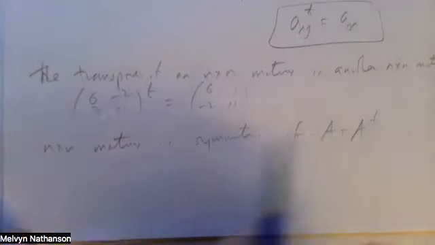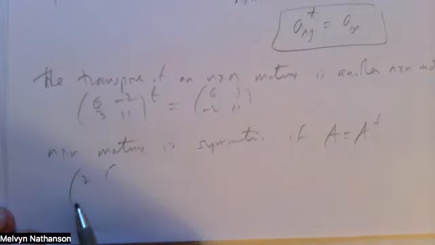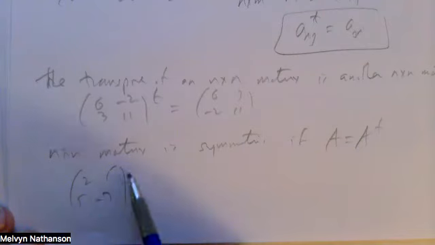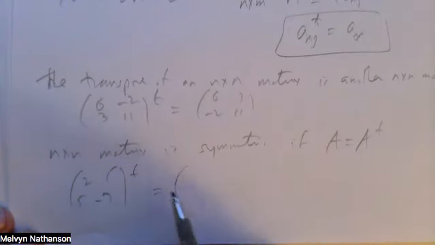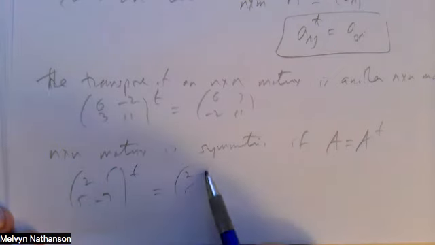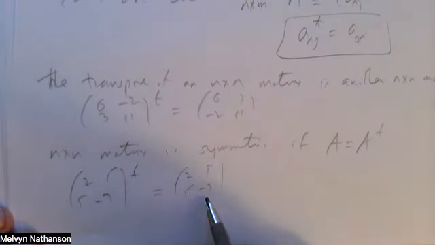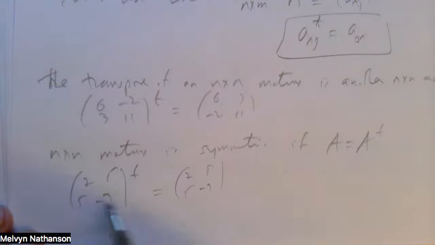So for example, if I take the matrix 2, 5, 5 minus 7, and I transpose it, 2, 5 is the first column, 5 minus 7 is the second column. It's the same matrix. So this is a symmetric matrix. You transpose it and it doesn't change.